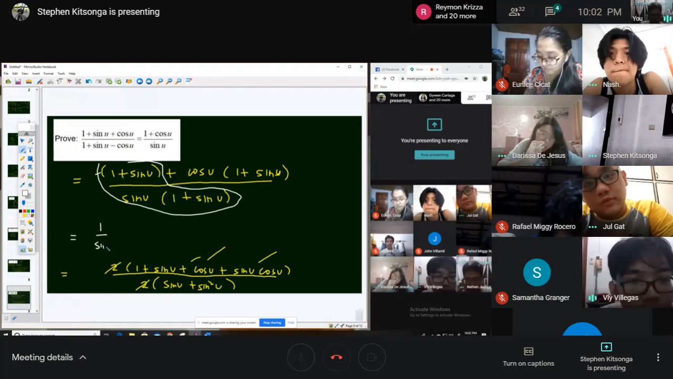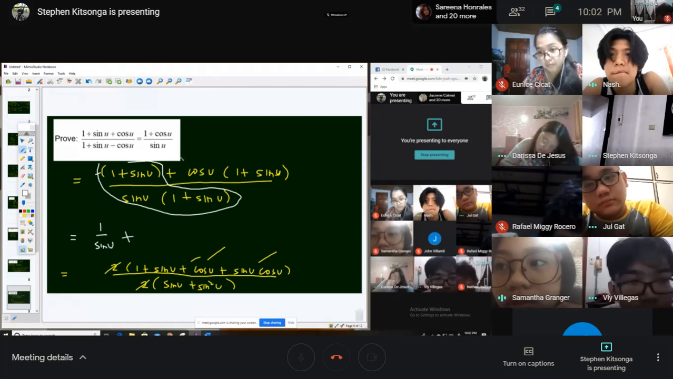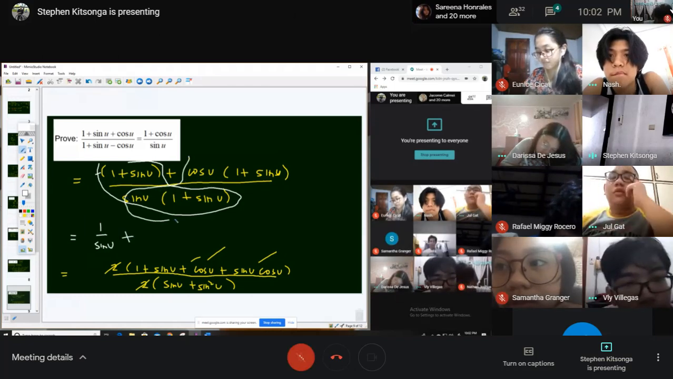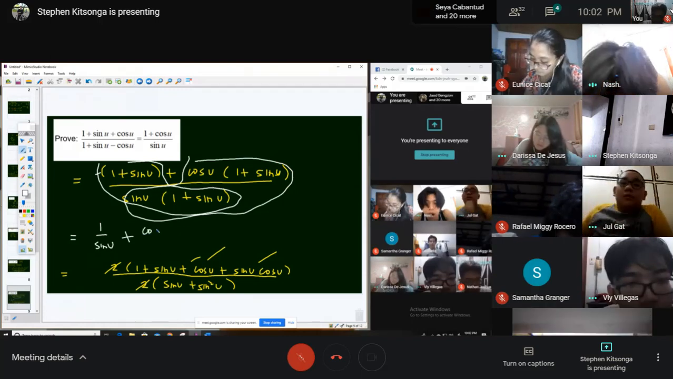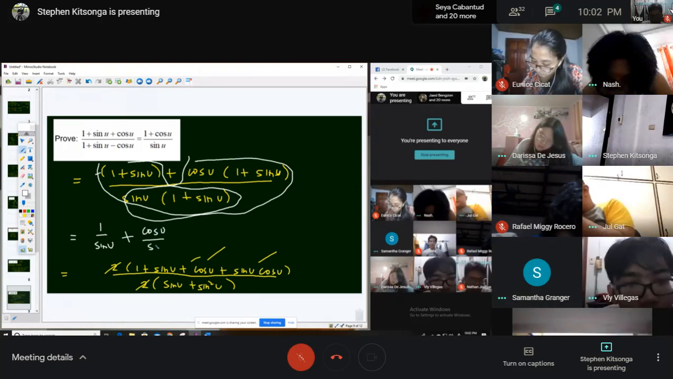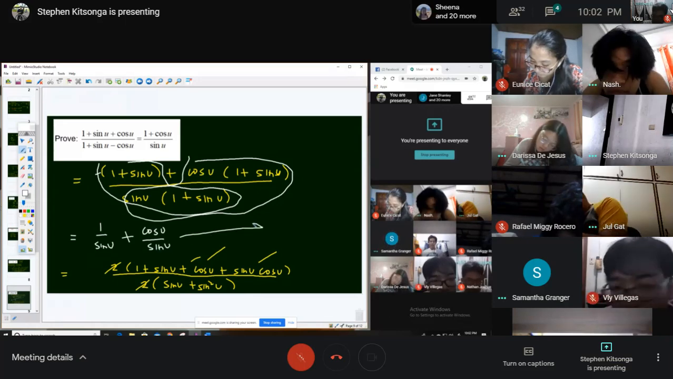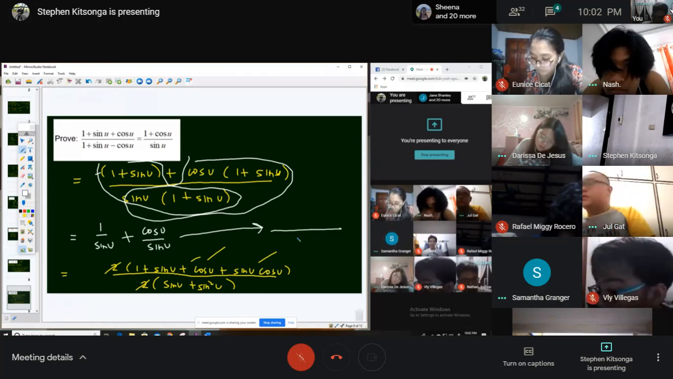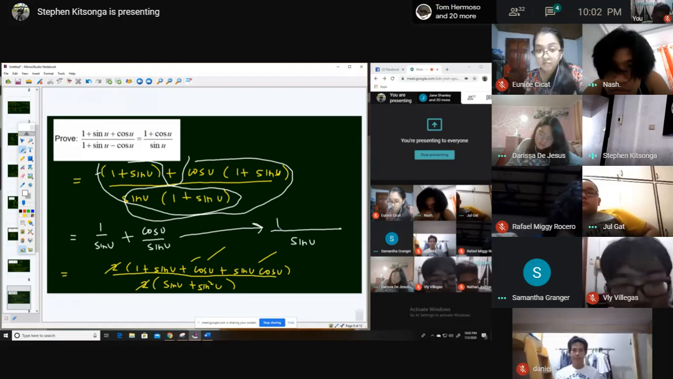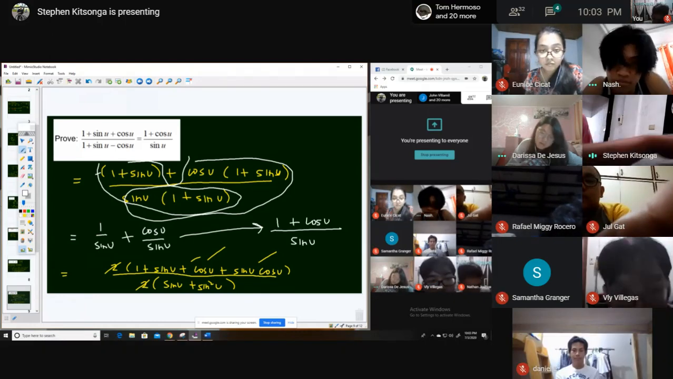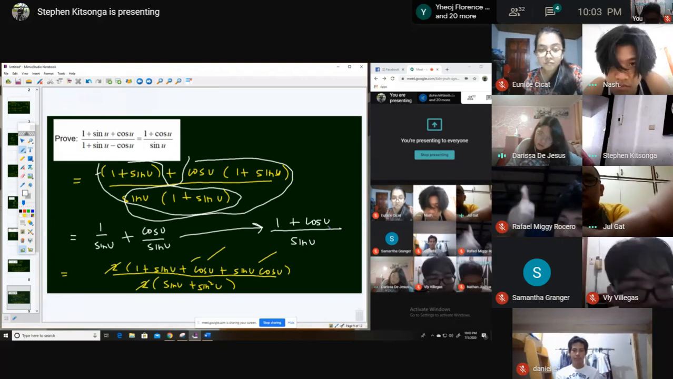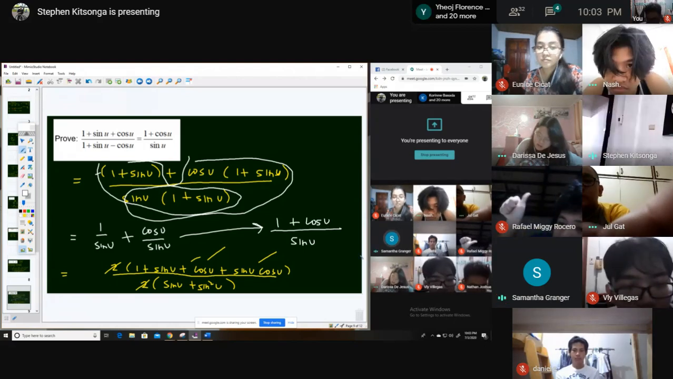1 over sine u. And pag dinivide ko naman to, cos u over sine u. And finalize your answer. Denominator is sine u. Numerator is 1 plus cos u. You following it, guys? Yes, sir. Okay. And that's equal to the right side.